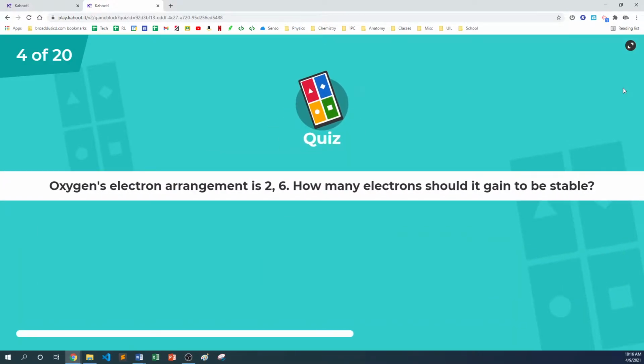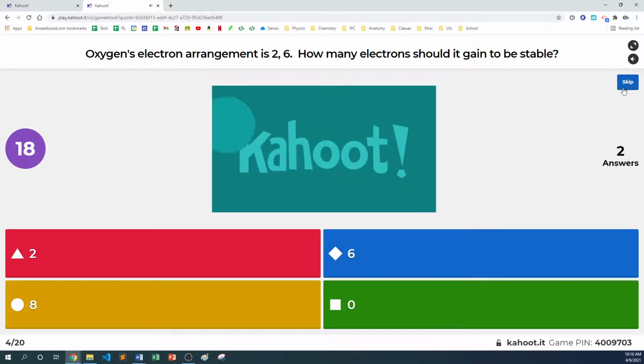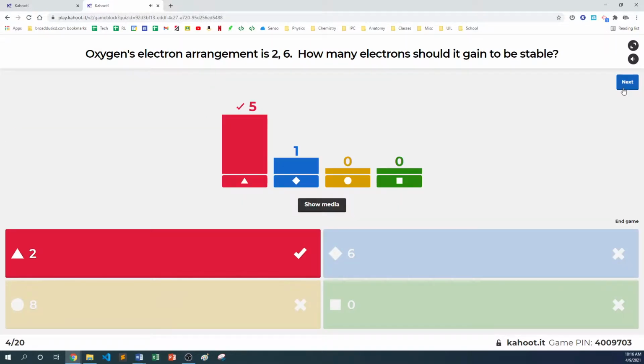Oxygen's arrangement is 2-6. How many electrons should it gain to become stable? Unless it's the first one, which can only be 2. So it either wants the last one to be 8, or it wants to just get rid of the last one. So it either wants to lose 6 or gain 2.